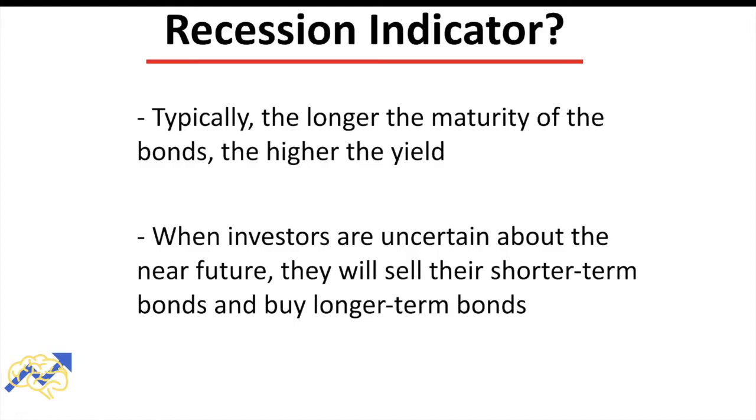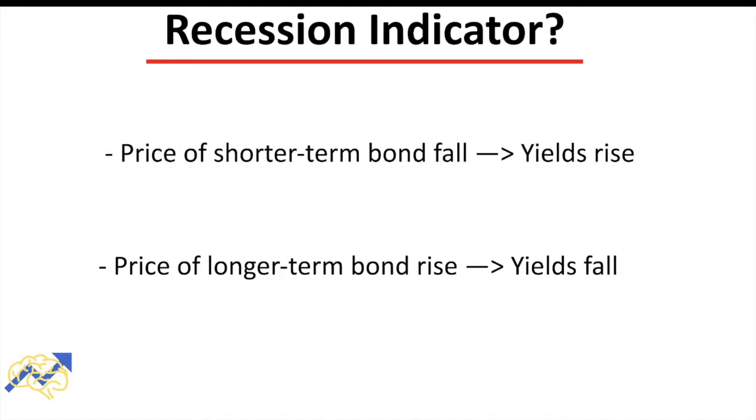However, there are certain times where this is no longer true. And this exception usually happens when investors are uncertain about the near future, so they will sell their shorter term bonds and buy longer term bonds. Okay, so stay with me. So what happens when investors are unsure about the near future? They are going to sell their shorter term bonds and buy longer term bonds because they are not so optimistic about the near term future. And because investors want certainty, they will move from shorter term bonds to longer term bonds.